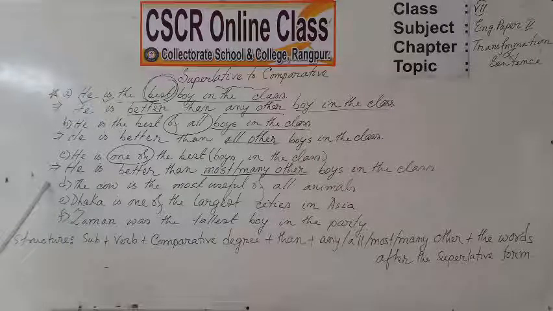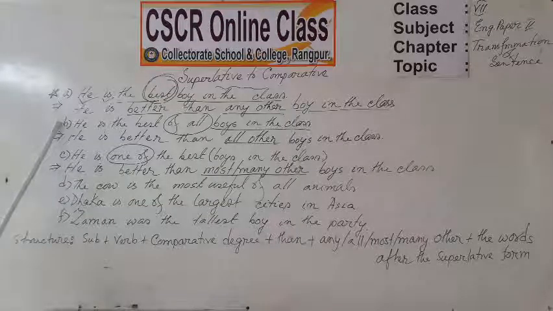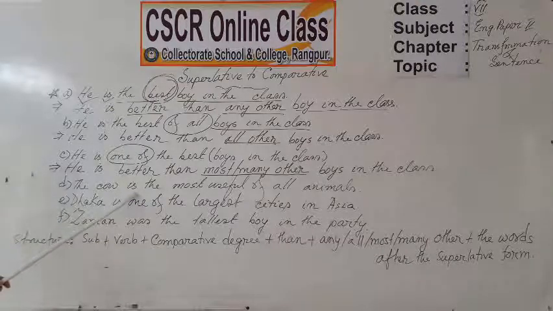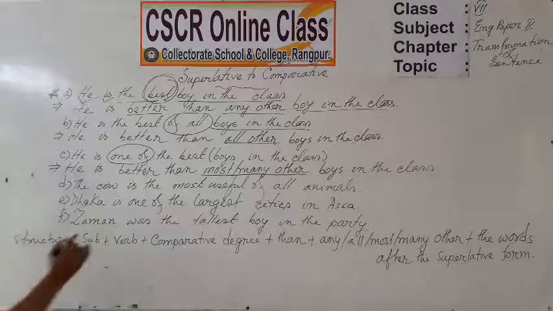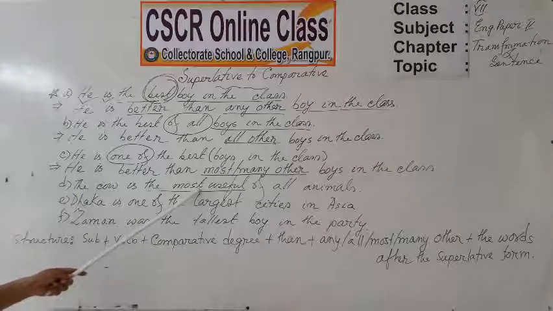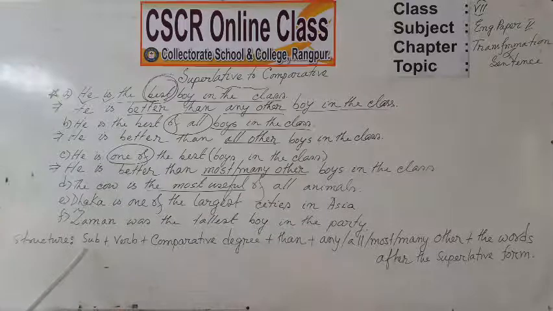Yes, the cow is the most useful of all animals. Dear students, this sentence D has a similarity with A, B or C. Yes, this has similarity with B. That means we can turn it into a comparative structure according to B. So, dear students, write the subject the cow, then the verb is, then the comparative form more useful. Yes, the cow is more useful.